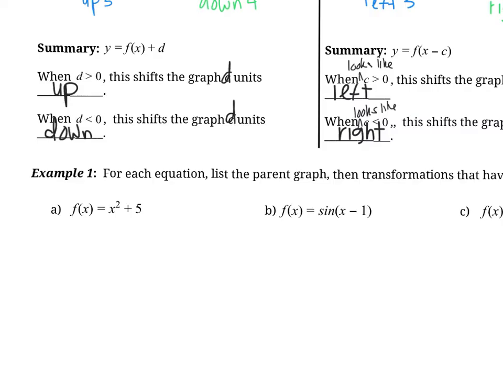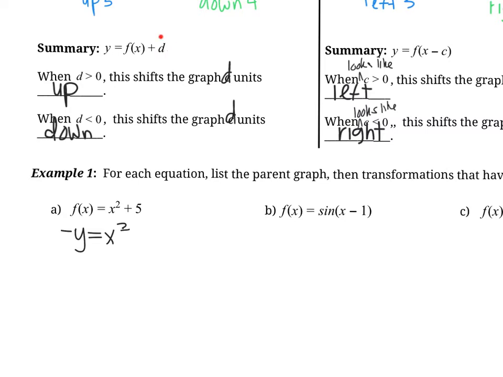So let's take a look at these examples and just list the parent function, and then just list what transformations we have to apply to do these. So here we have x squared plus 5. What's the parent function? What's the original? Well, it must be y equals x squared. So we must start with x squared, and then we have to ask ourselves, what is that 5? What position is it in? Is it outside like D, or is it inside like C? Well, it's outside the squared, so this is D.